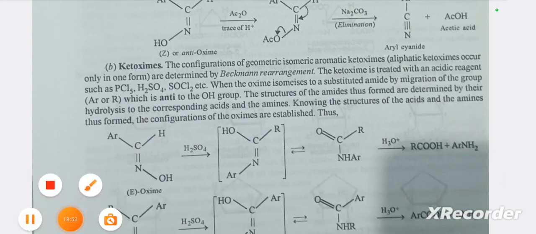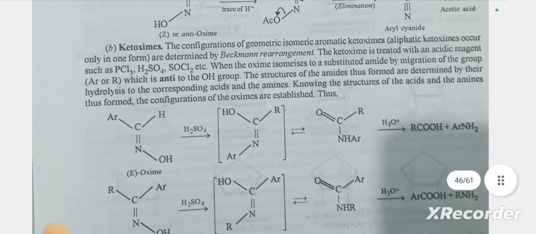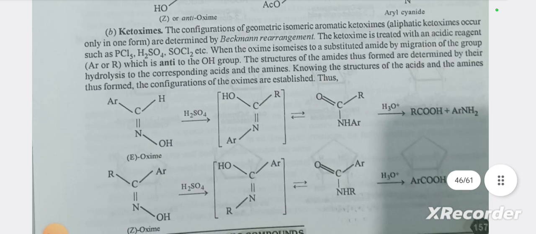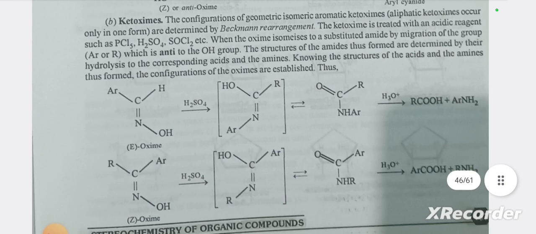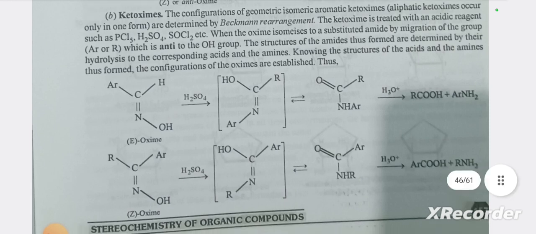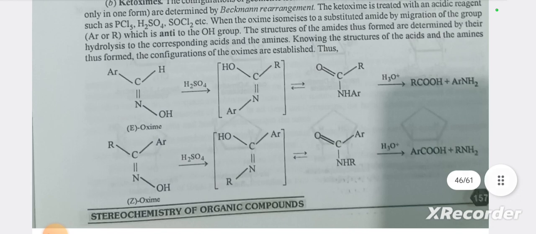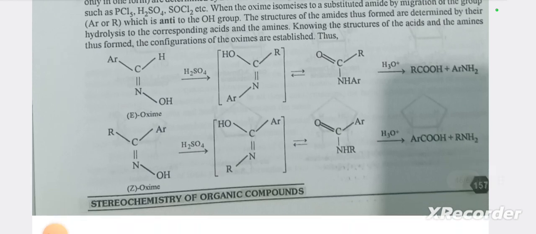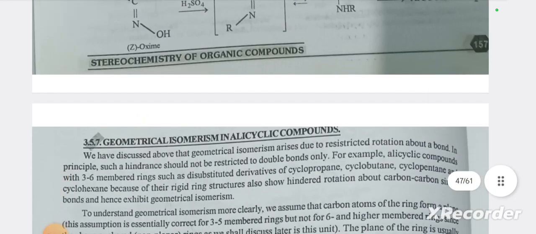Ketoximes. The configuration of geometric isomeric aromatic ketoximes: the ketoxime is treated with an acidic reagent such as PCl5, H2SO4, SOCl2, etc., whereupon the oxime isomerizes to a substituted amide by migration of the group which is anti to the OH group. The structures of the amides thus formed are determined by their hydrolysis to the corresponding acid and amine. Knowing the structures of the acid and the amine thus formed, the configuration of the oximes is established.